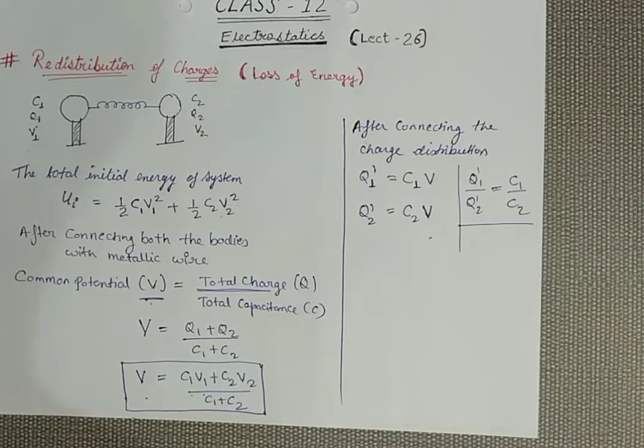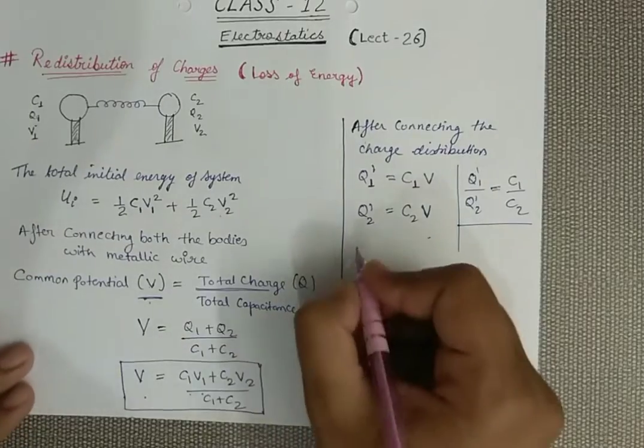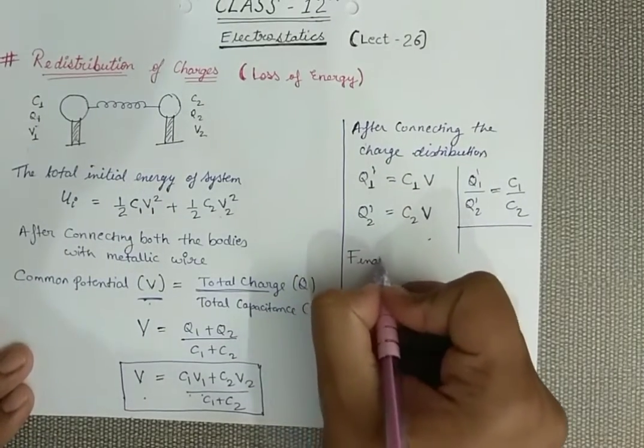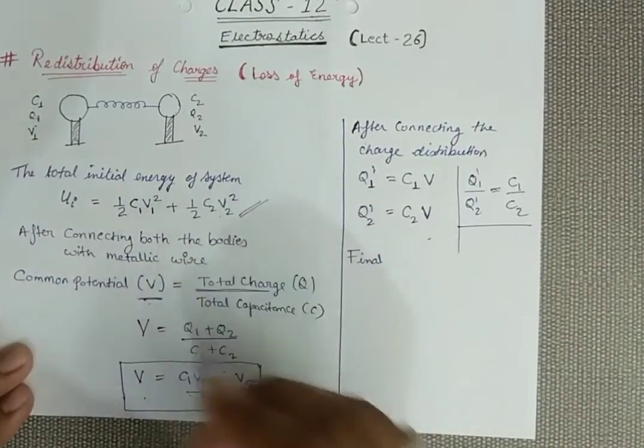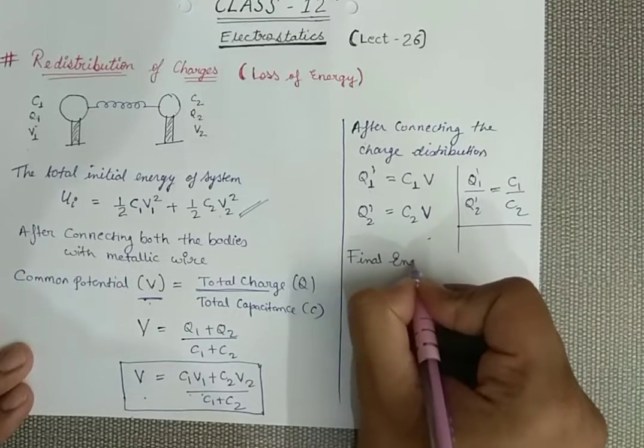Now we have to find the final energy of the system. So this was the initial energy of the system. Now the final energy.